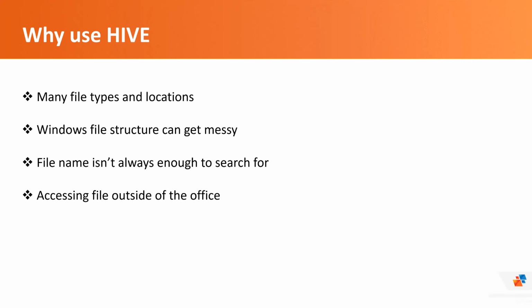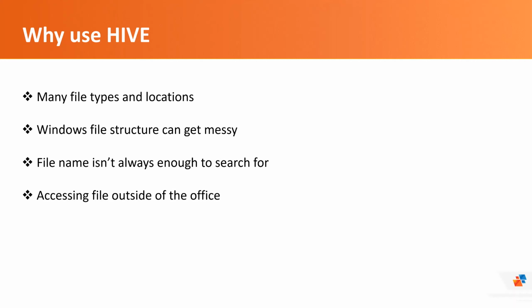Why use HIVE? One of the reasons you may want to use HIVE is that as you work inside of Revit, you have many file types and locations where content can be stored in many areas, which may make it difficult for all users to find, and HIVE can help you clean it up. Windows file structure can get messy. As you work through different versions of Revit and start making different folders and categorizing them, it can get very messy and out of hand once we start creating specific folder structures. And from user to user, folder structures may not be as consistent as we'd want them to be.